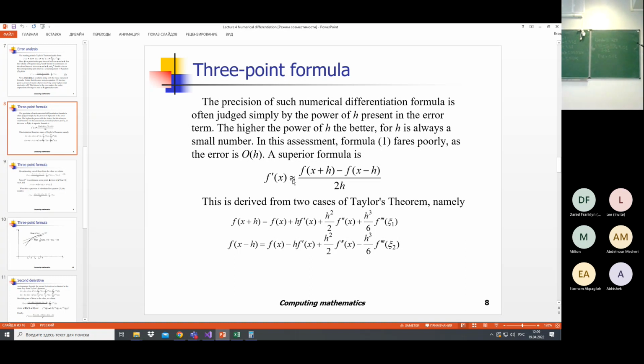Well, as a home task, please apply this formula, the 3-point formula, for step equals 0.01. Please apply it for this step.